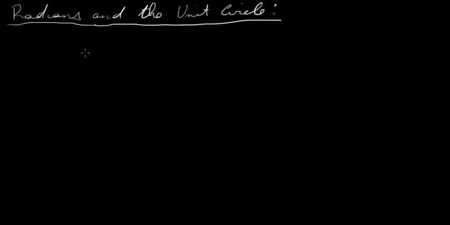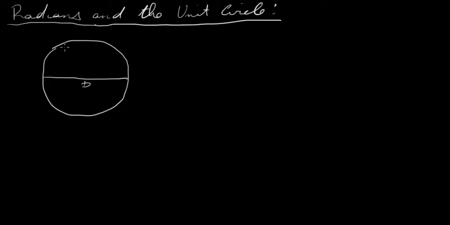So if we take a circle, let's just draw a circle here, and we take a diameter of the circle. This is our diameter, and the distance around the circle is called the circumference. If you divide the length of the circumference by the diameter, you get pi. That's where pi comes from, and it's roughly 3.14. So there are roughly 3.14 diameters in the circumference of a circle.